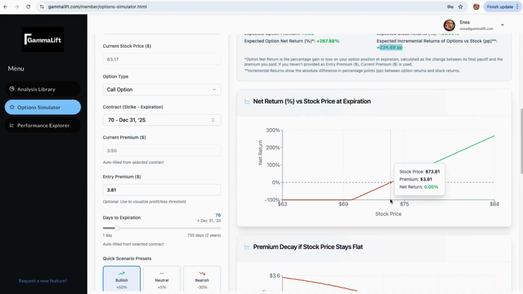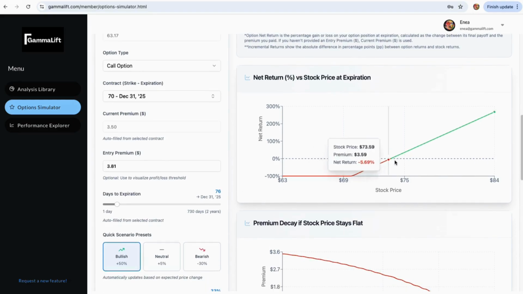Net returns means also accounting for the premium that we paid. So we will break even at $73.81, but if the stock price increases, for example moves towards 81, we will start to increase our net return. And we have this curve that is incredibly useful to understand what we can expect based on the stock price. Of course, below here, we will lose everything.